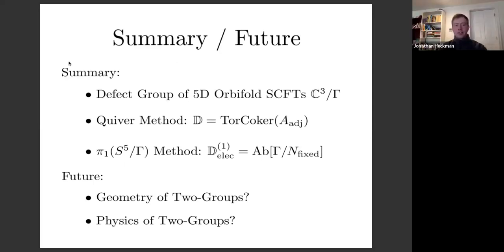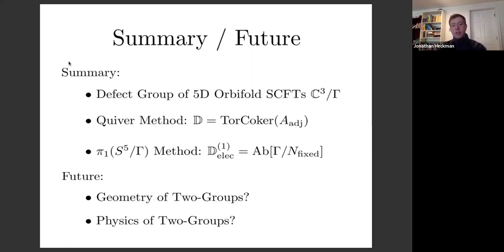So what did I tell you about? I told you about the defect group of 6D SCFTs, but also 5D orbifold SCFTs generated from these quotients of finite subgroups of SU3. I told you two different ways to calculate that defect group. Nothing to do with resolving the geometry or anything like that. One is involving the quiver method, which involves just taking the adjacency matrix for the 5D BPS quiver, computing the torsion of the cokernel, and that reads off the defect group for you in one shot. So that's very nice. And it can be applied in extremely complicated situations, where gamma could be a very ugly non-abelian group. And in those kinds of situations, it's very hard using alternate methods to explicitly do all the resolutions and track what's going on with everything. This thing does it for you right away.